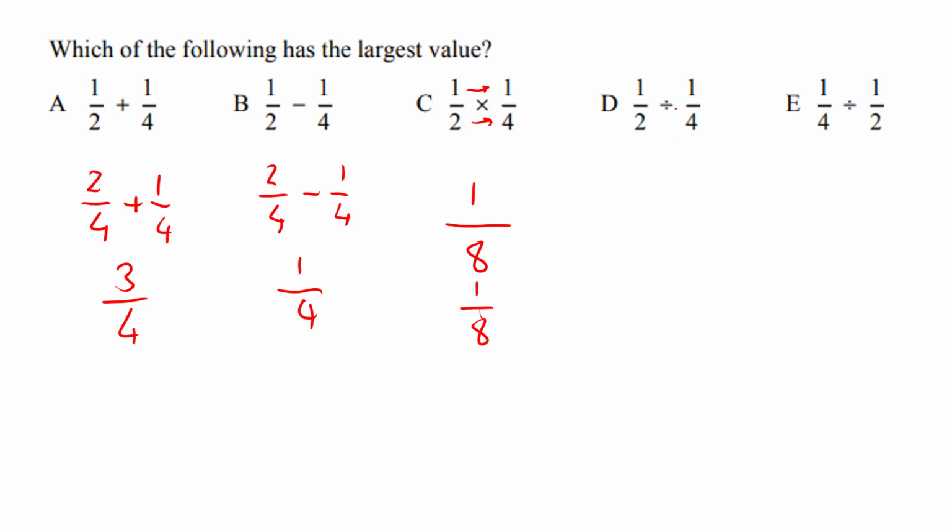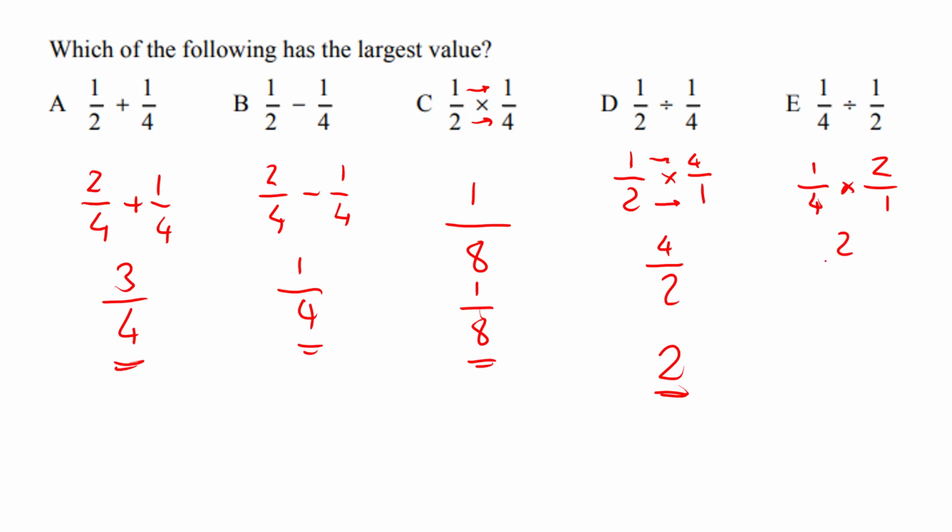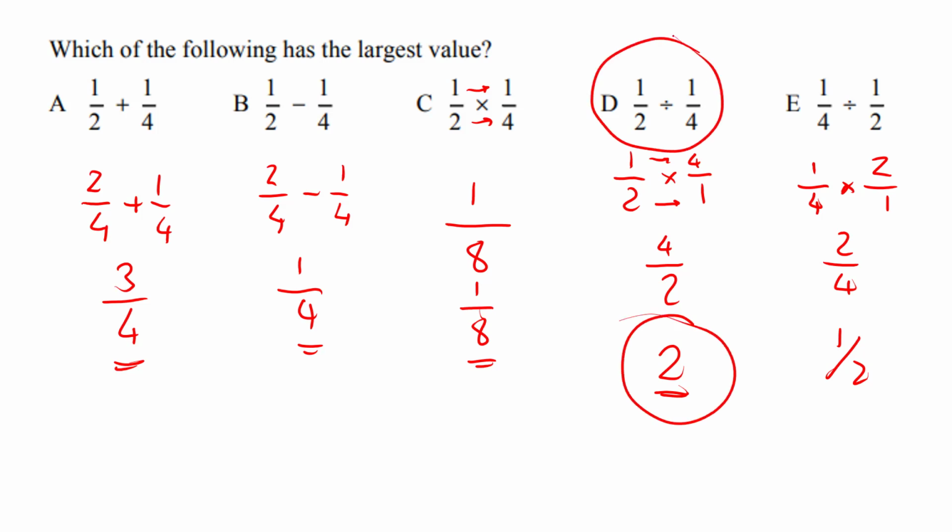Now, when we divide, we have a half, and then we're multiplying by the reciprocal of the second one. We're flipping the second number. This gives me 4/2, which is actually 2. We have a 2, we have 1/8, we have 1/4, we have 3/4, and finally, 1/4 times 2/1 will give me 2/4, which is a half. And actually, in this case, it's easiest to see which has the largest value. It is this one, which gives me the only integer, the only whole number, the only number bigger than 1, which is 2. So the answer is D.